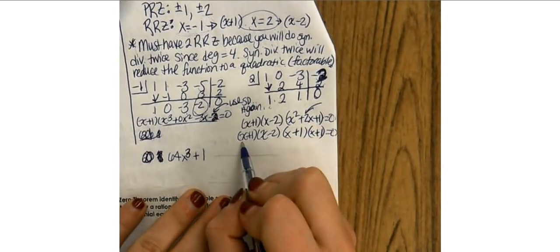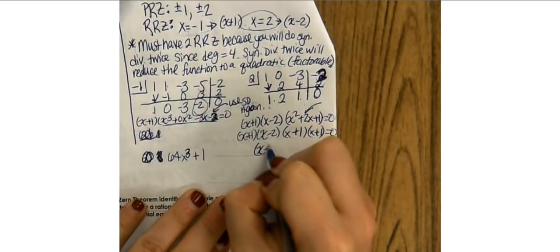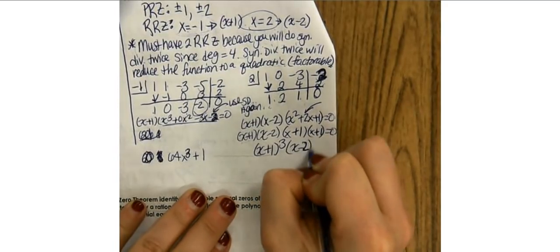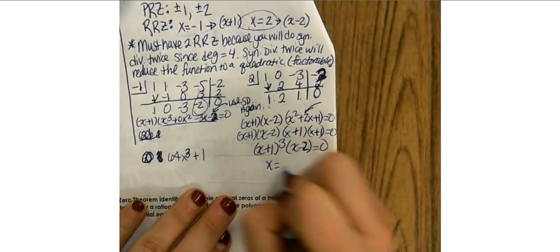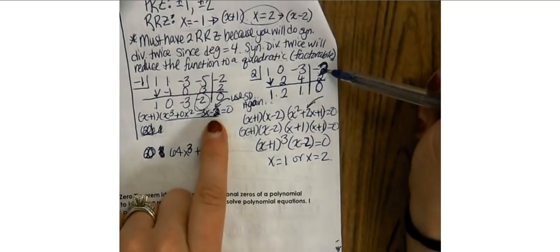So our final answer is going to be, our rational zeros are negative 1 and 2 because technically this is x plus 1 cubed times x minus 2 is equal to 0. X equals negative 1 or x equals 2. And that is our answer, as well as the end of this video. So I'm so sorry about this. I just screwed that up. I wrote that as a 3 instead of a 2, but the final result should be the same.